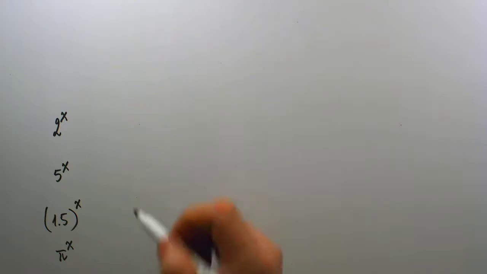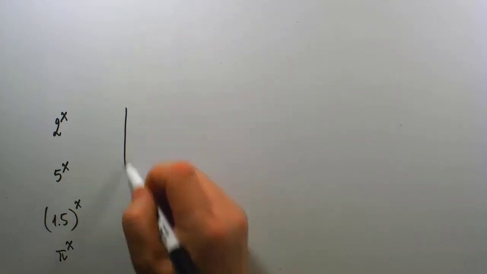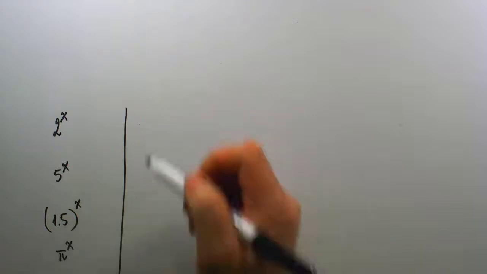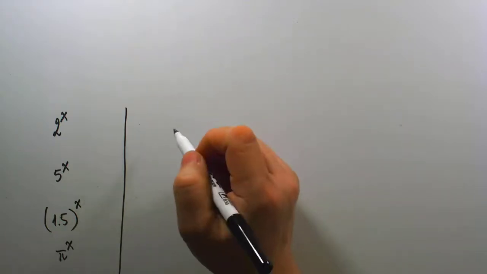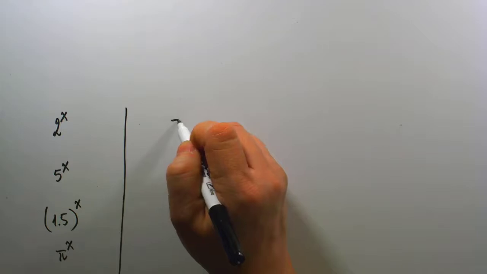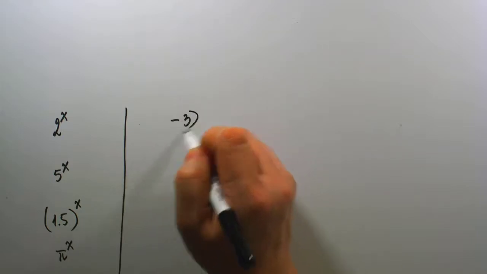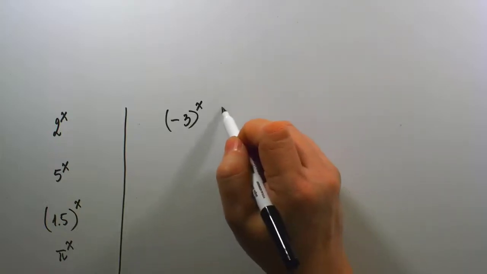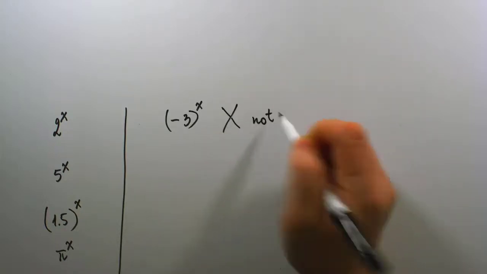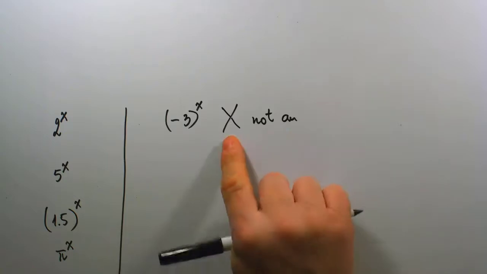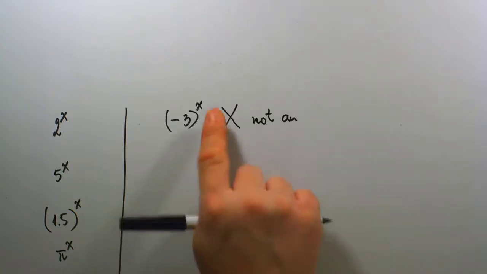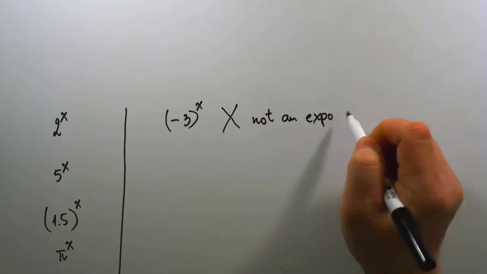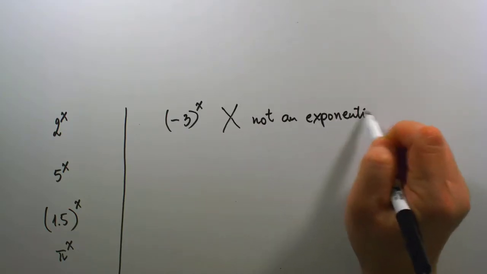But now a few functions that are mistakenly recognized as exponential functions, but it turns out they are not. How about -3 raised to the x? This is not. I put a cross away indicating that this should not be recognized as an exponential function. So not an exponential function.